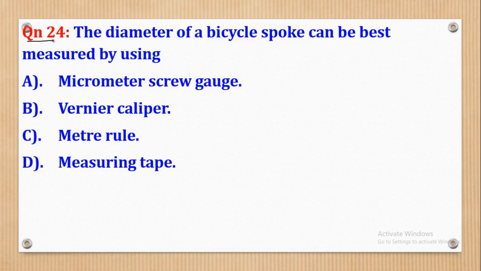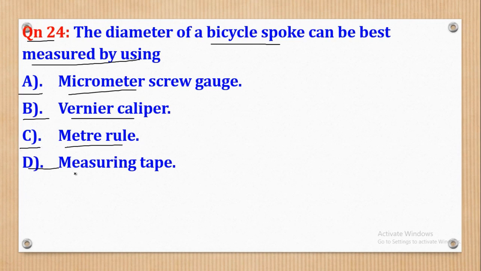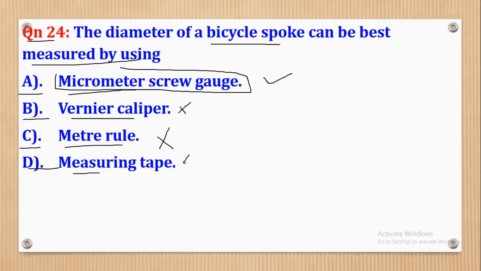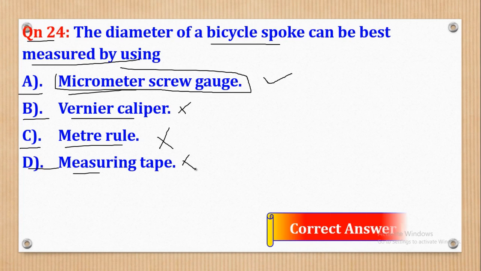Now I shall go to question 24, which says the diameter of a bicycle spoke can be best measured by using option A, micrometer screw gauge, option B, vernier caliper, option C, meter rule, option D, tape measure. A bicycle spoke is very small, therefore it is option A, micrometer screw gauge, which can measure it more accurately. So the others are not okay. Therefore, the answer is A.